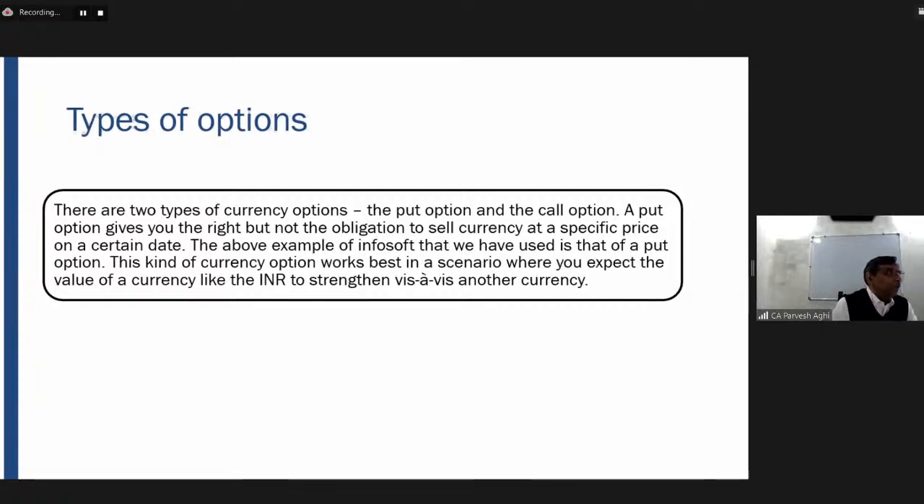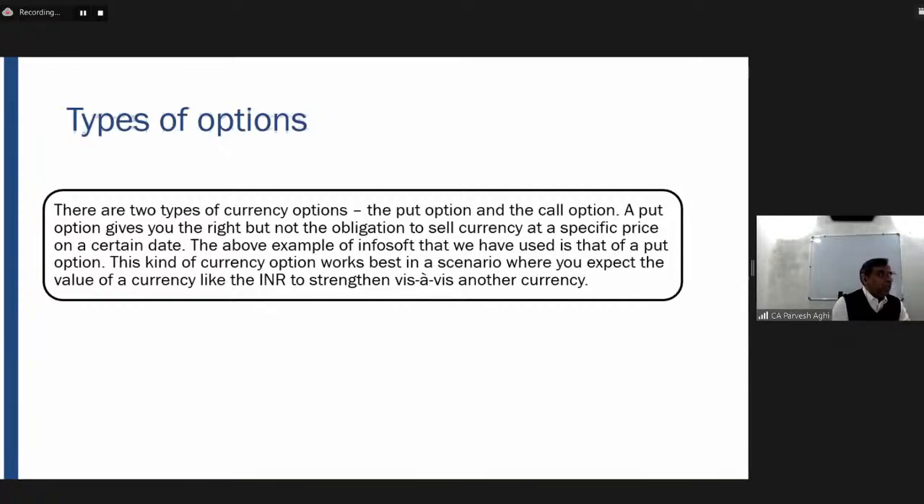There are two types of currency options, the put option and the call option. A put option gives you the right, but not the obligation, to sell a currency at a specified price on a certain date. The above example of InfoSoft that we have used is that of a put option. Here, they got a right to sell the dollars at, say, 74. So this is a put option.